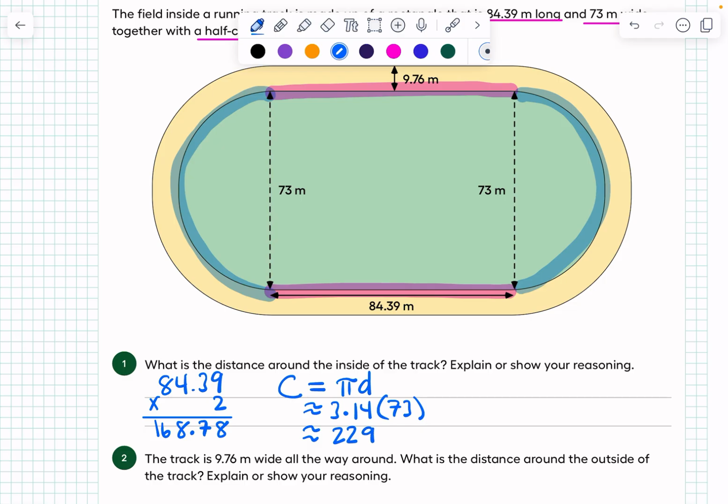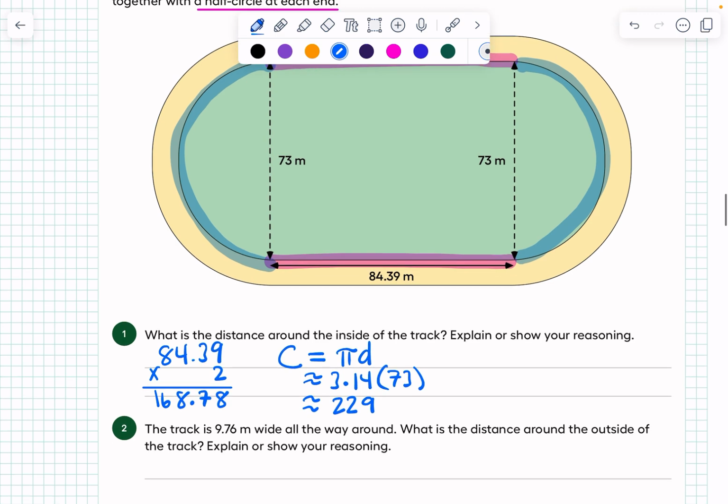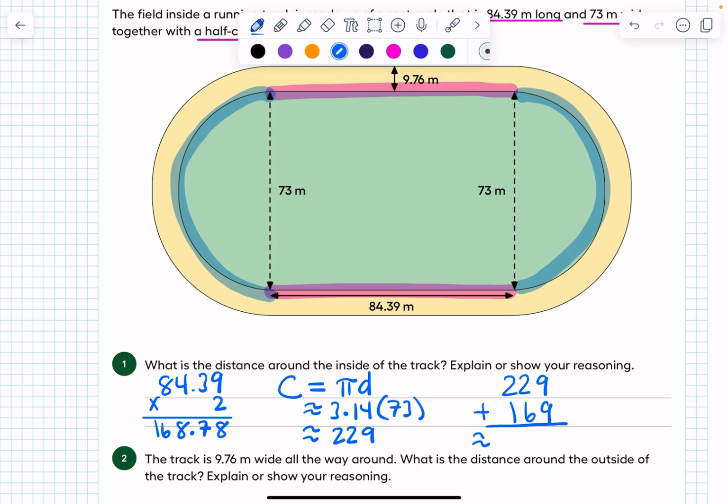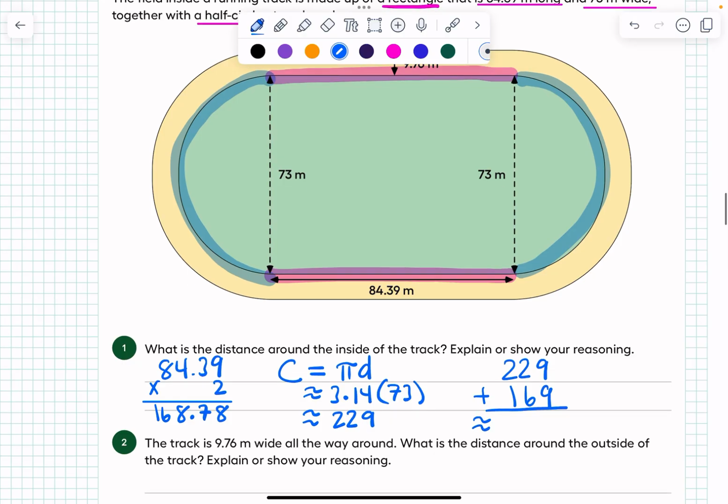All right, and again, it doesn't really say to round specifically, so I'm just going to do this. And then I'm going to add those two up because we calculated the two highlighted pink sides. We calculated the two half circles. That would be the inside of the track. So what we're going to do is we're going to have 229 plus I'm going to round that 168 to approximately 169. And when you add that up, it's going to be approximately 398 meters.